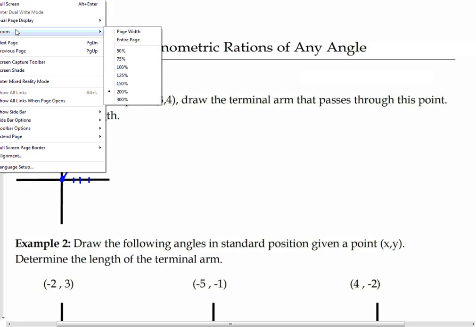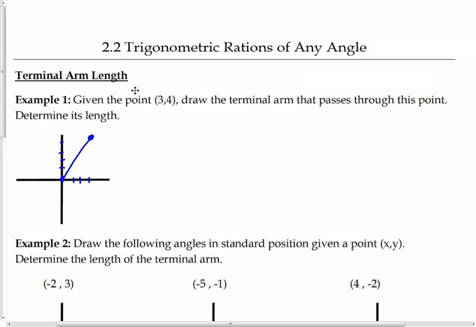Maybe I'll make this large. Oh, it is already larger. Okay. So that would be, that's how we draw our terminal arm, connecting 0, 0, and the point 3, 4.